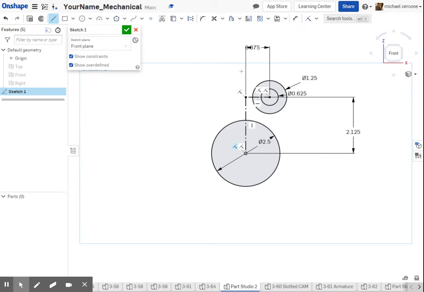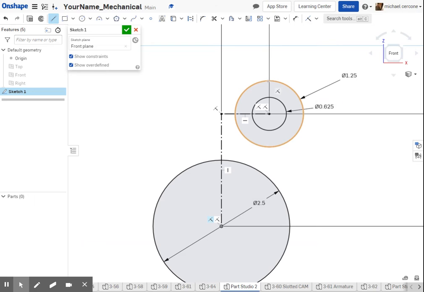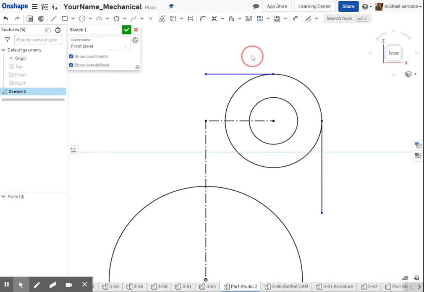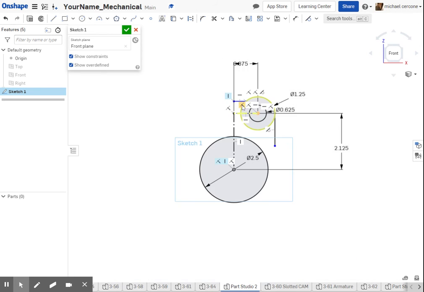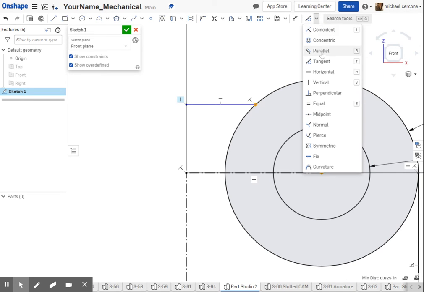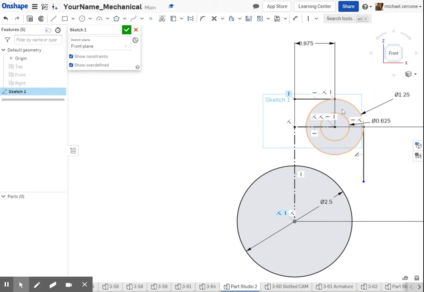I'm going to need a line at the origin over. That one is not defined yet. I'm going to add a tangent constraint to make that happen, and then I have a vertical line here. So these two should be tangent. Apparently that didn't work either. So I'll make these two vertical. That should define that piece.